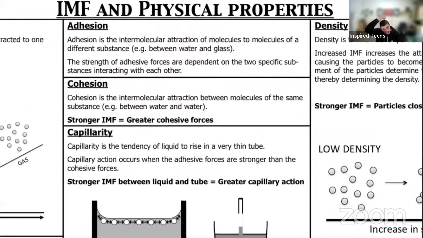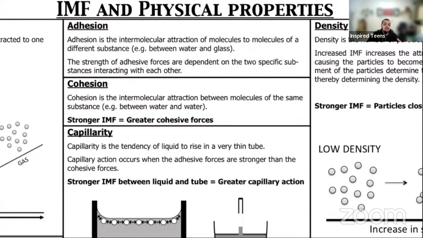Let's talk about adhesion. Adhesion is defined as the intermolecular attraction of molecules to molecules of a different substance. Example, water to glass, that's a liquid to a solid. The strength of adhesive forces are dependent on the two specific substances interacting with each other.